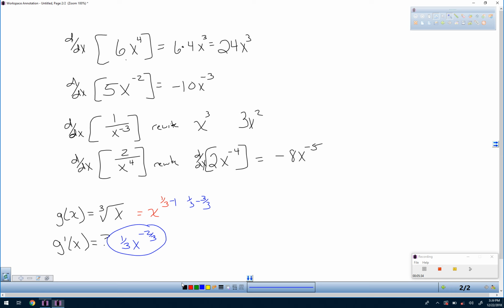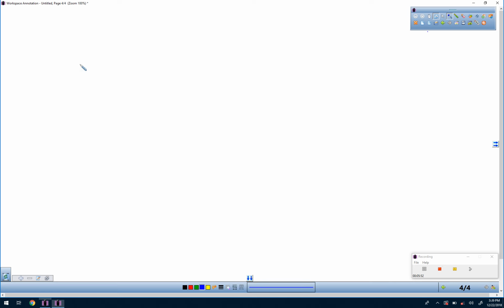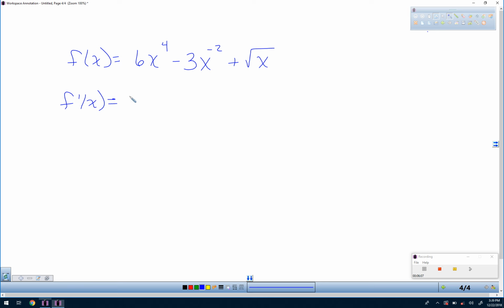Some other rules apply to sum and difference. So like if you have f of x is equal to 6x to the 4th minus 3x to the negative 2 plus the square root of x, and I ask you to tell me what the derivative of that is, then you can apply the constant multiple rule and the power rule linearly across this function.